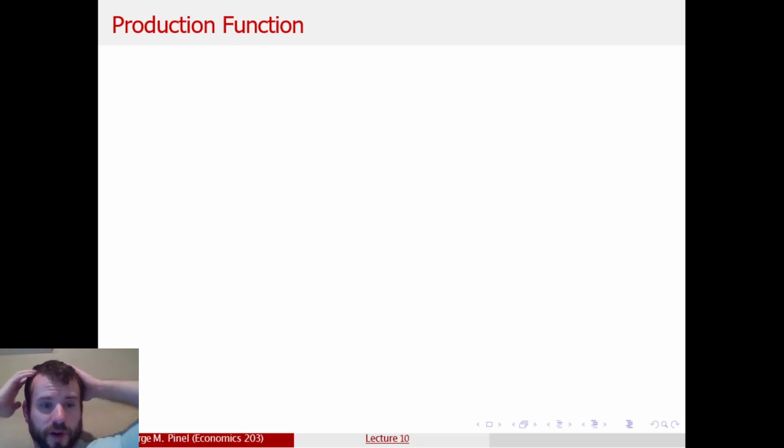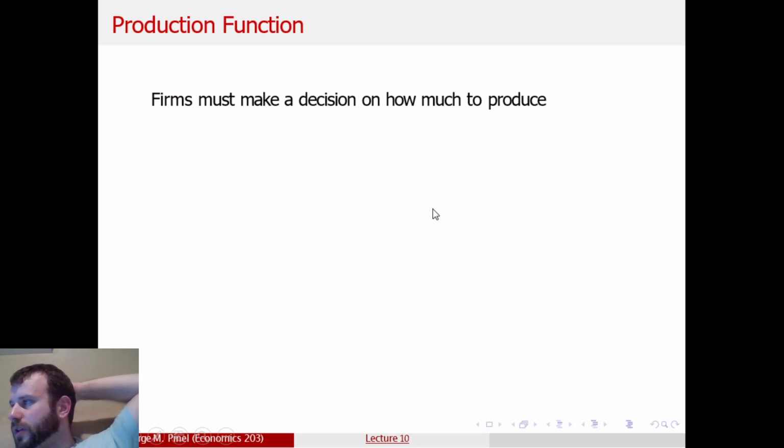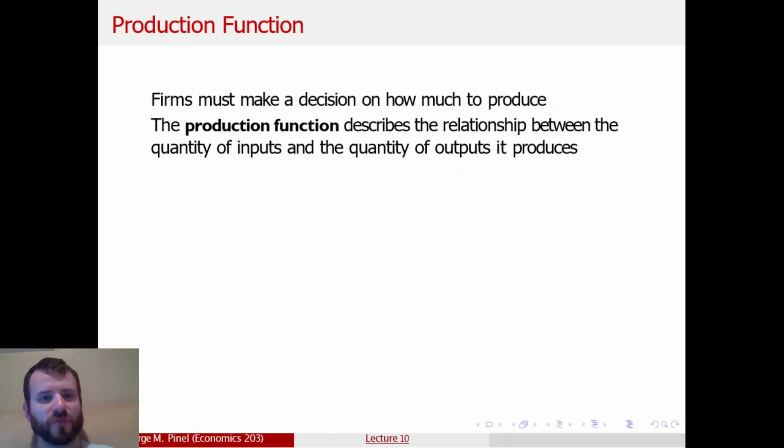Okay, so next we want to talk about what's called a production function. Basically, every firm, I don't care whether they've read an economics textbook, whether they've ever heard of economics, whether they know they're making a production decision or not, every firm has to make a decision on how much they're going to produce in a given year or given time period. Okay, every firm.